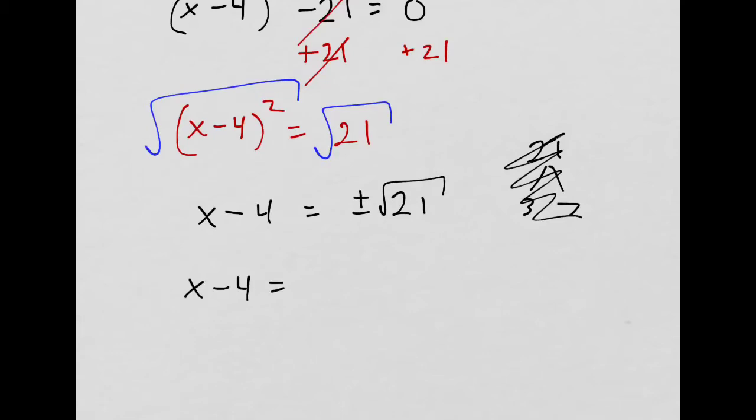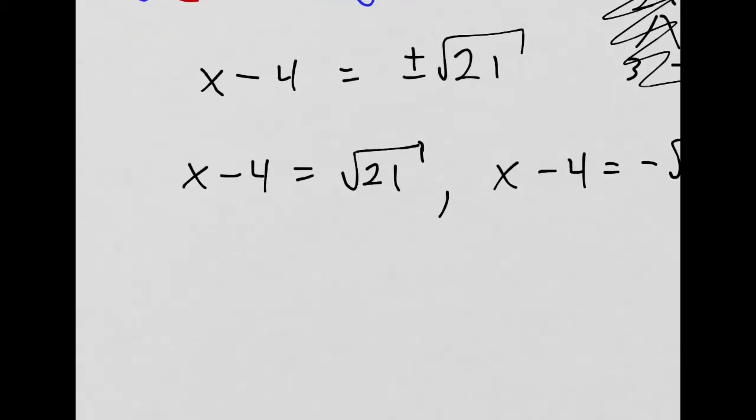x minus 4 equals positive square root of 21. Some people just forget to write the 21 or the square root. Don't forget that. It's important because this is not 21. It's a square root of 21. It's like 4 point something if you type it into a calculator. And then x minus 4 equals negative square root of 21. One of them is positive, one of them is negative. And then you just solve like normal.